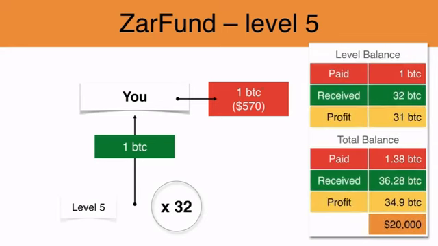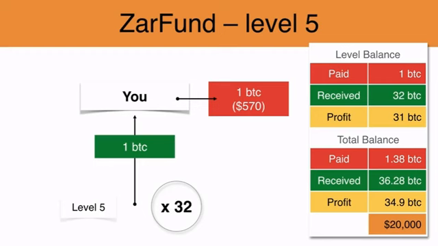So once you get to level 5 and you've completed level 5, where it shows you spent 1 Bitcoin and sent that to your sponsor, you will receive 32 Bitcoins in return, for a profit of 31 Bitcoins. Below, it'll show where you spent 1.38 Bitcoins, you receive 36.28 Bitcoins, for a profit of 34.9 Bitcoins, which is at the present time $20,000.